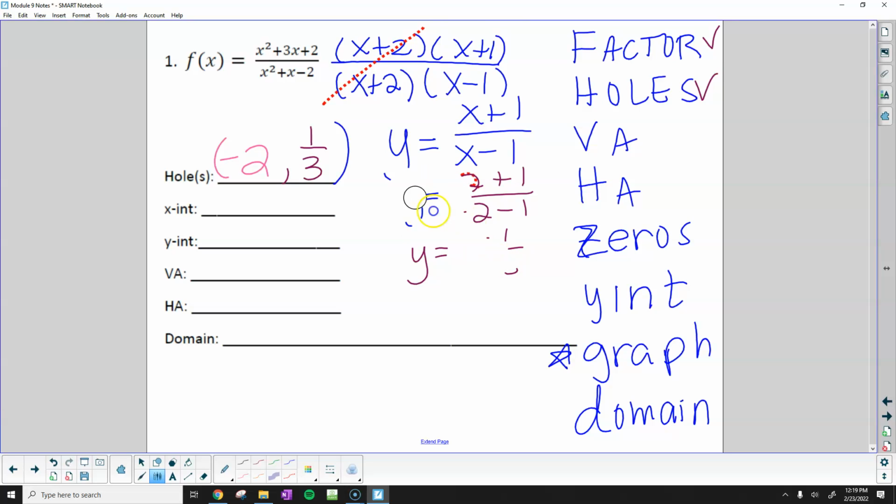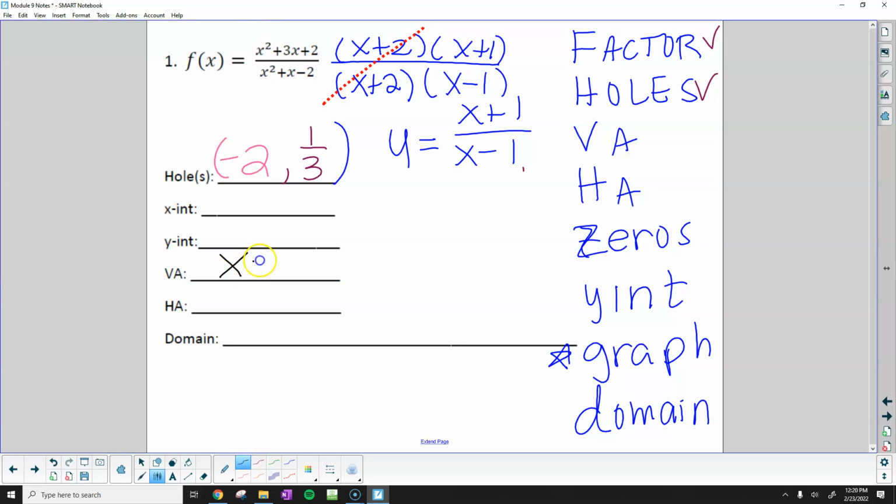So y'all, I gotta erase this stuff as I go because I want this all to be on one page. All right, so we have knocked out holes. Let's look for our vertical asymptotes. Same exact process as yesterday. It comes from the denominator. So what's left over here? What would make that equal 0? A 1. So that's your vertical asymptote. So we're going to write x equals 1.